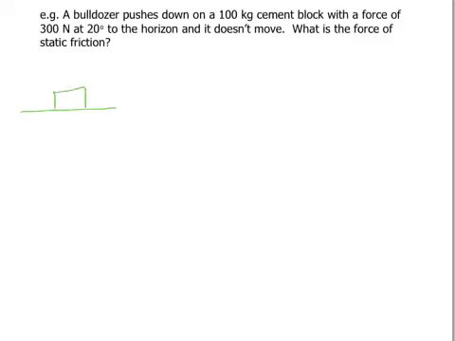We have a cement block, and imagine if we have a bulldozer pushing it down. Okay? So in our free body diagram, we have our force of gravity going down, normal force going up, and there's an applied force in that direction. And it tells us it's at an angle of 20 degrees, and acting to the left is our frictional force.